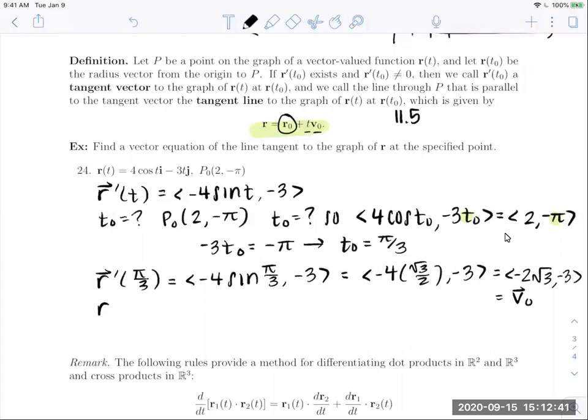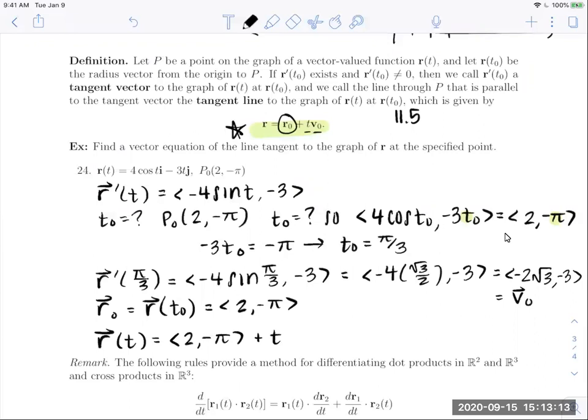R naught is just R evaluated at t naught, which actually was that point that they gave us, 2 negative pi. So we now have all of the pieces and parts to come back up to this highlighted equation up above and pull it all together to find our equation of the tangent line. So our equation is the following. You can either write it in this angle bracket notation, 2 comma negative pi plus t times negative 2 root 3 comma negative 3, okay?